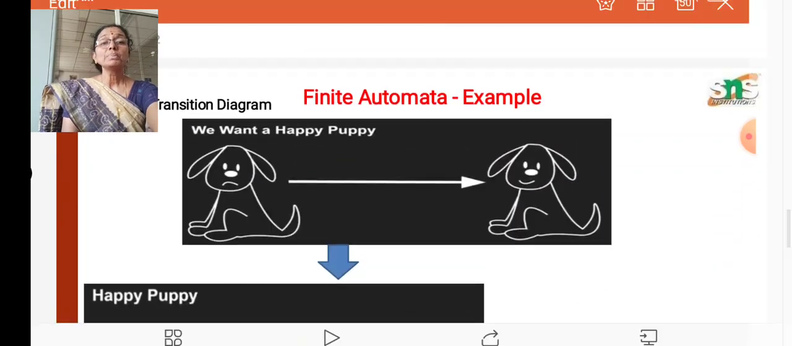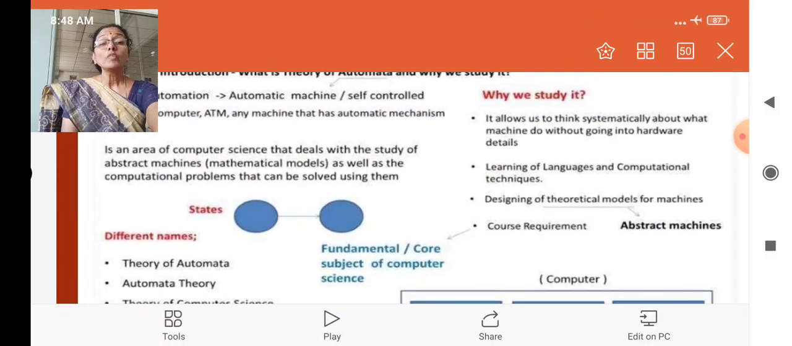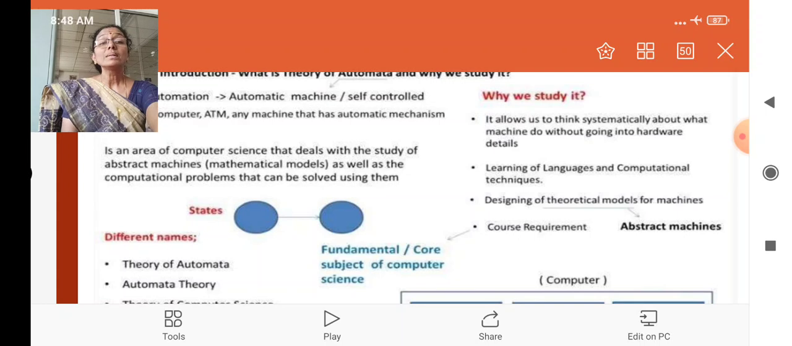I hope that in this video we understand the need of an automata, the basic concepts to implement automata theory, that is language, grammar and automata, and what a finite state machine is with a simple example. So automata means we have a set of states and transitions. From one state to another state we move only through some input given by the user. Thank you.